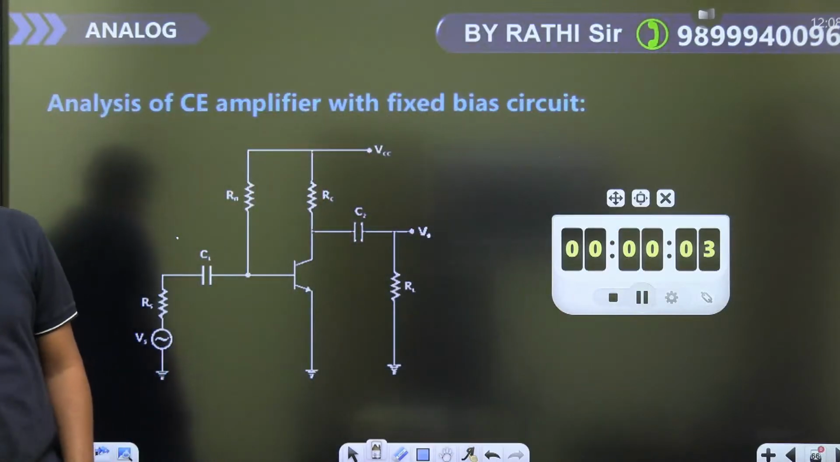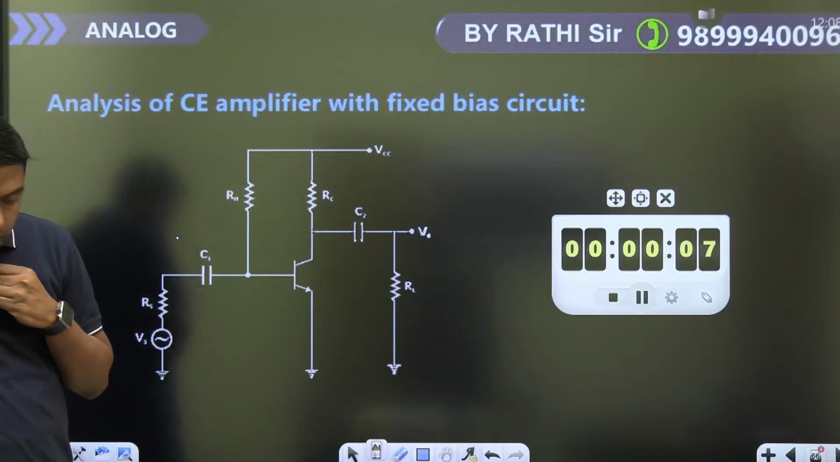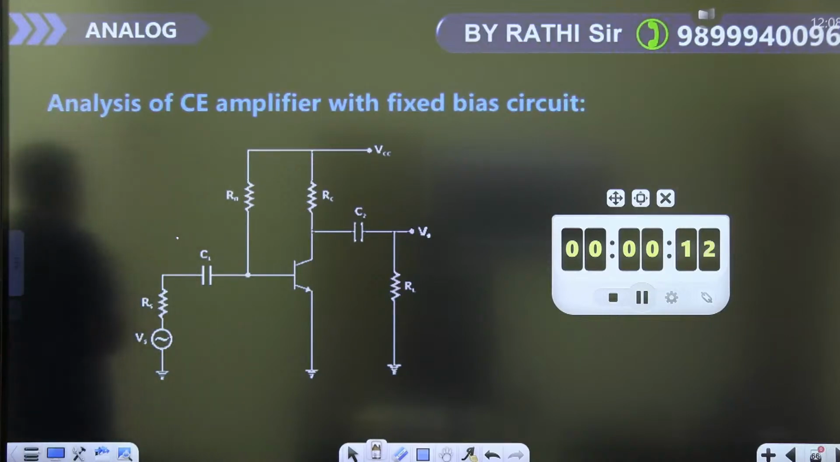Try to solve this. Tomorrow we have the session on MOSFET, Raj. Day after tomorrow, MOSFET.